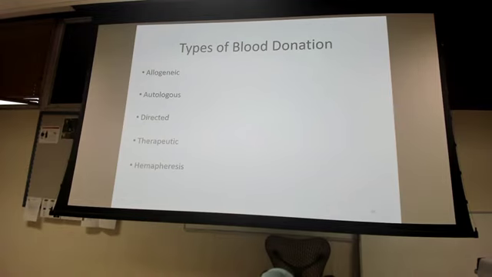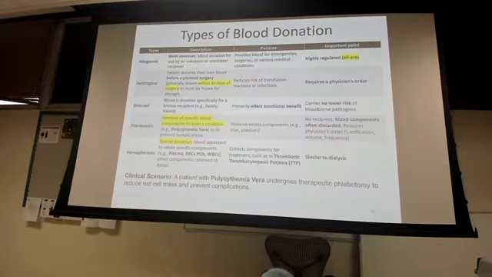So then here are the types of blood donations: allogenic, autologous, directed, therapeutic, and hemapheresis. All right, allogenic, that's your most common. That's what you see at the donor centers, the Red Cross, right? These are the ones that you will go in, you'll donate some blood that you're giving to somebody else. That's allogenic. This is very highly regulated. There's so many tests that we do before we put that blood on the shelf or issue it to you as a clinician to place into your patient.